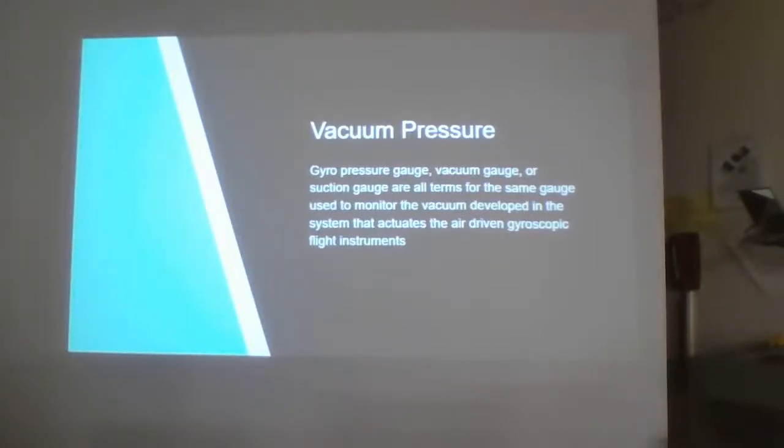Okay, vacuum pressure. Gyro pressure gauge, vacuum gauge, or suction gauge, these are all terms for the same gauge used to monitor the vacuum developed in the system that actuates the air-driven gyroscopic flight instruments. So, some interchangeable terms there. You will hear it labeled as any of these names: a gyro pressure gauge, vacuum gauge, suction gauge. Those are all operated by vacuum pressure.